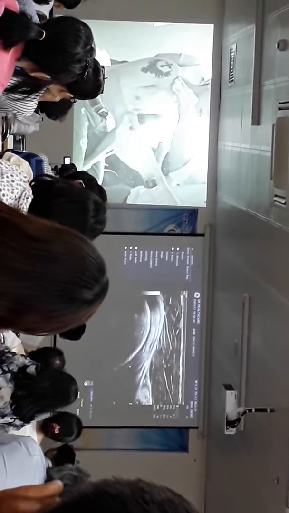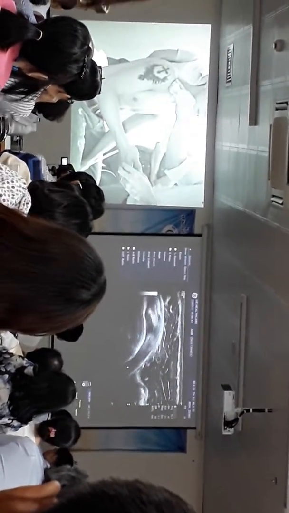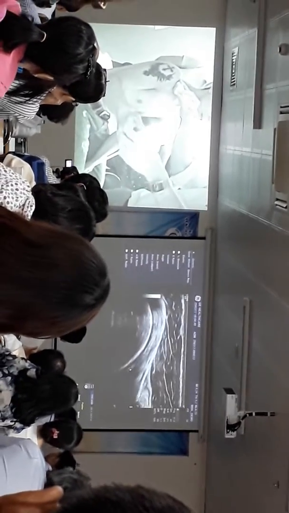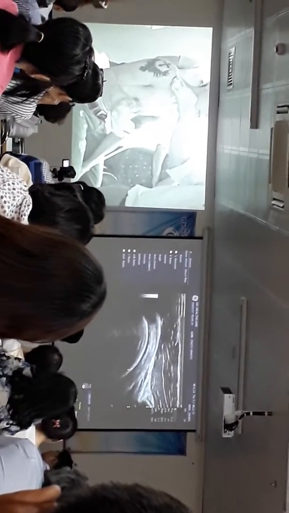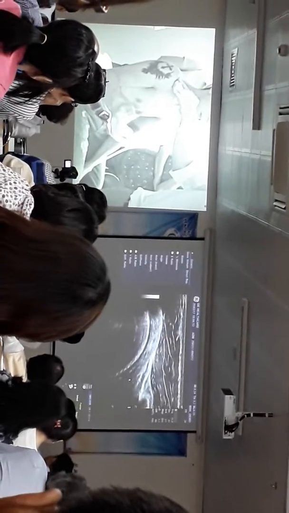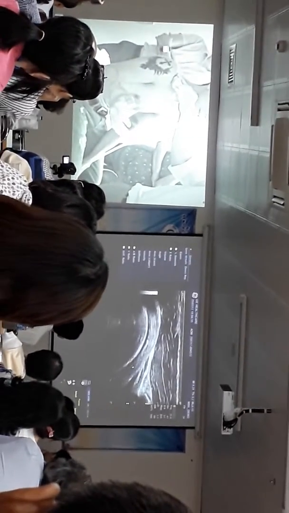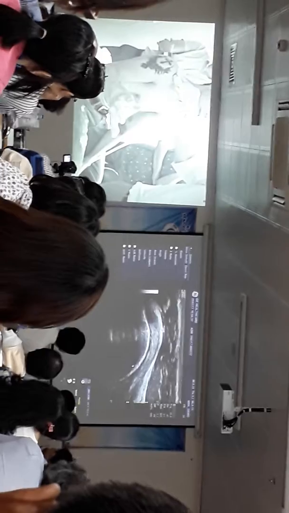And we just internally and externally rotate the patient's arm. So we're able to have a look at that tendon as it comes across. So this is the musculotendinous junction, the transition between the muscle and the tendon.